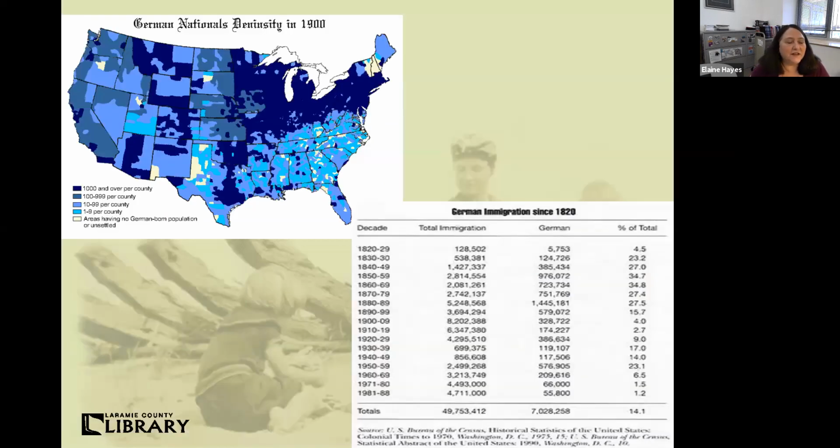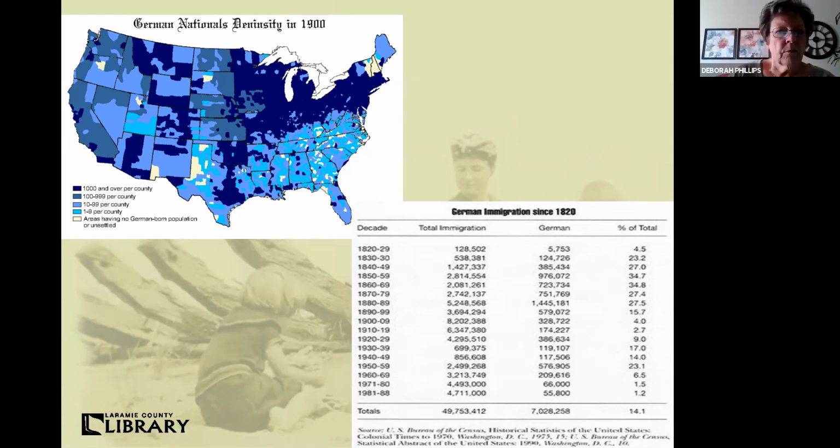This is just a little map of the United States that shows where Germans settled, and you will see there's a lot in the Midwest and the Northeast and things like that, less in the South, less in the West. And it tells you a little bit about the total immigration, and the other chart does too.